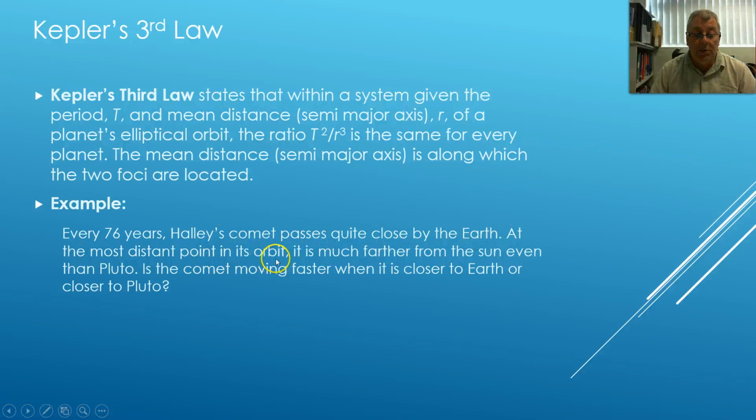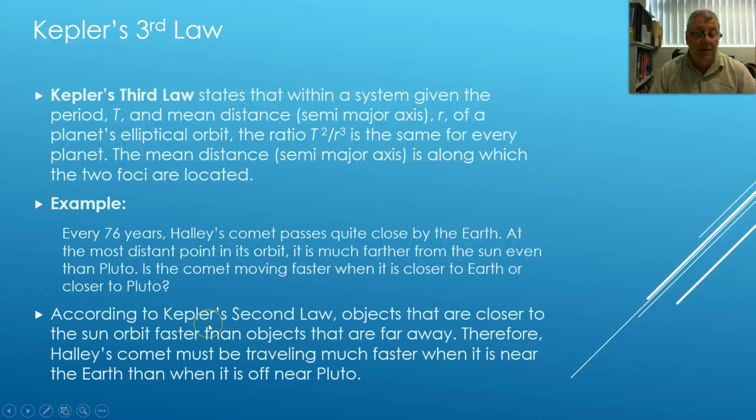At its most distant point in its orbit it is much further from the Sun even than Pluto, so it goes way out there. Is the comet moving faster when it is closer to Earth or closer to Pluto? According to the second law, it is moving faster when it's closer than when it is further away. So it's moving fastest when it's near Earth.